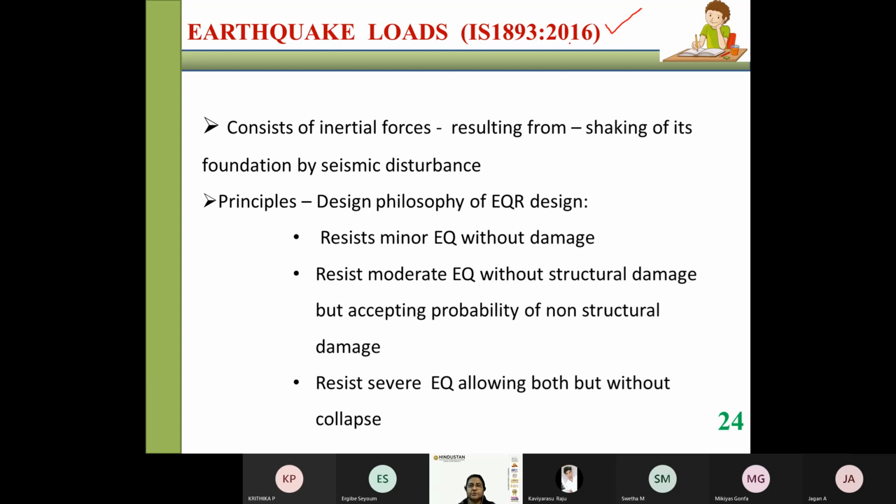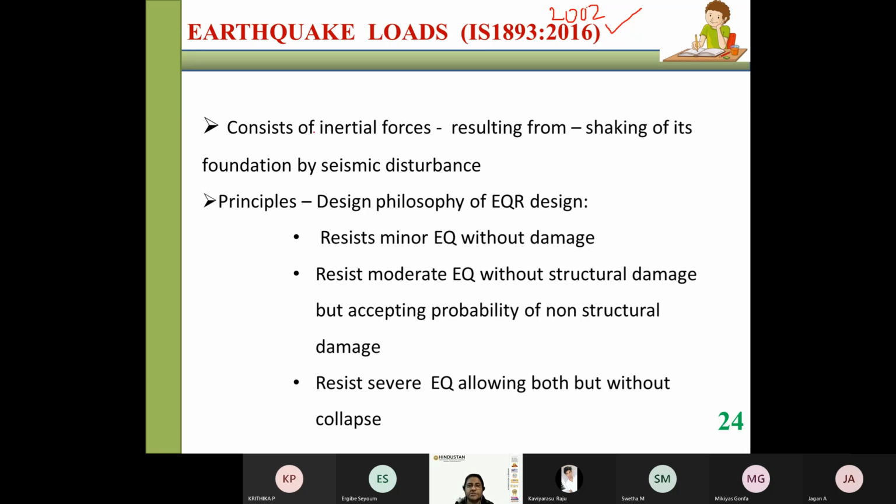1893-2016. This is the latest code. Previously, your code was 2002. The previous code was IS 1893-2002. Now it is revised to 2016. Here, the earthquake loads consist of the inertial force.